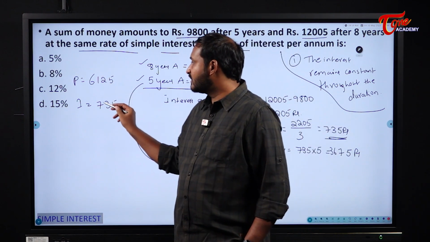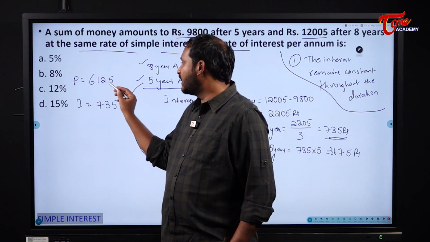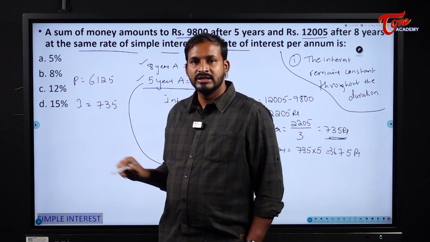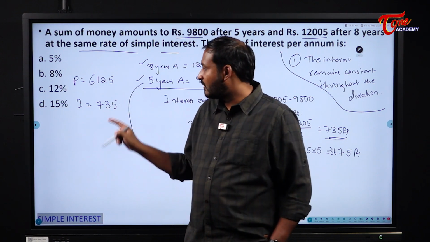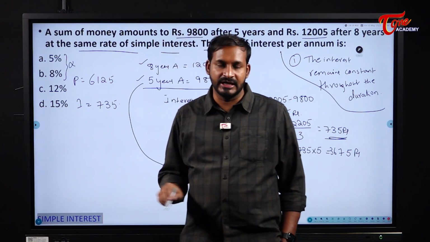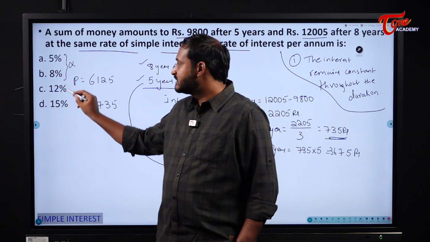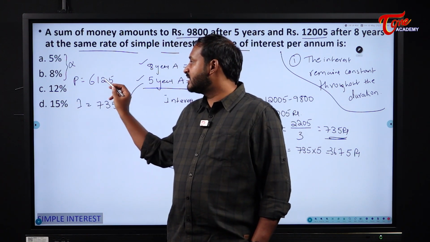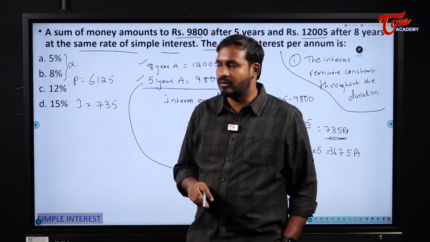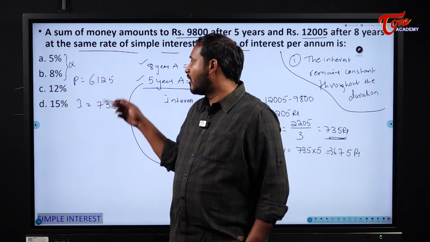If you observe here, please observe the options. For example, I will assume it as 10%. 10% means it would have become how much? 612.5, right? But what it is? 735. That means my answers are definitely not 5% and 8%. So there is only a chance for 12% and 15%. Check these two values. So 12% of 6125 will become how much?